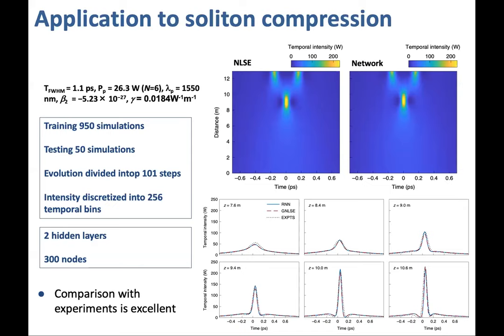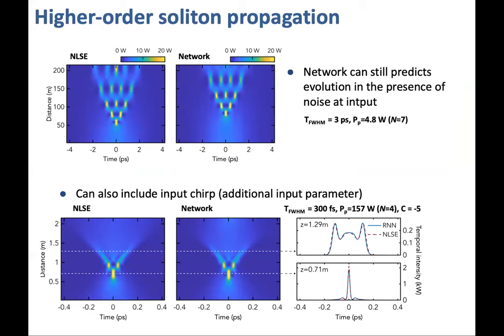We also tested the ability of the network to make accurate predictions in the presence of noise. So if you add noise to the input intensity profile, is the network still able to make accurate predictions? The reason is that in an experimental situation, typically there is always some kind of noise or uncertainty on the input parameters. So it's important to see if the network can accommodate for that. And indeed, the predictions are still relatively good. So the network is able to accommodate for noise at the input.